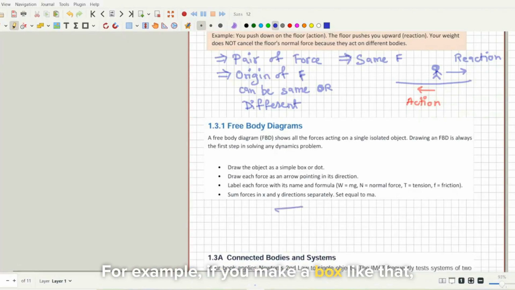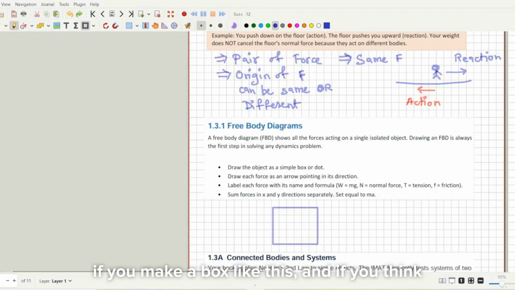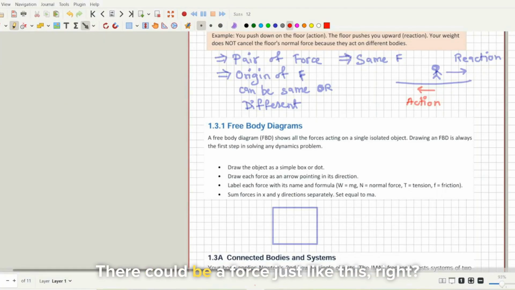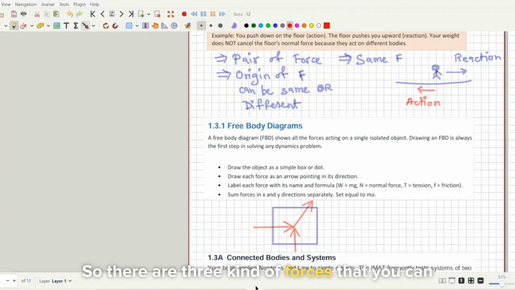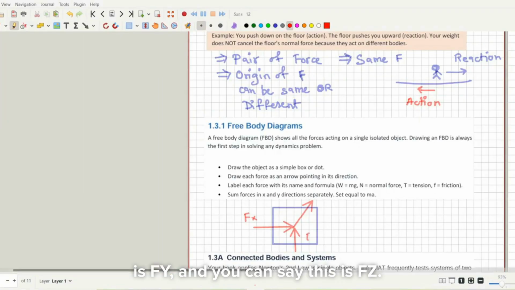For example, if you make a box like this, and think about where the forces are acting, there could be forces in any direction. There could be a force just like this, and a force acting like this, and a force acting like this. So there are three kinds of forces you can see here. You can say this is Fx, this is Fy, and this is Fz.